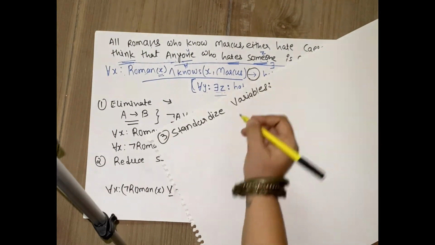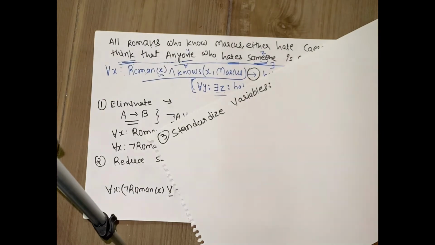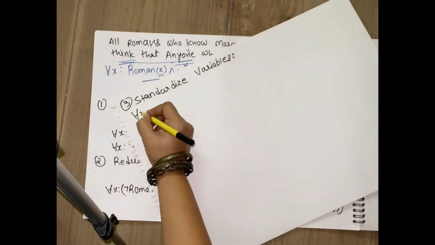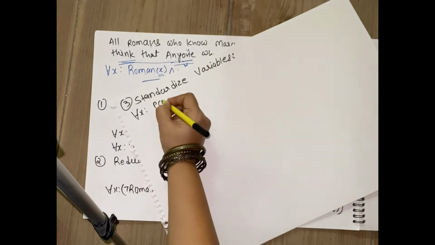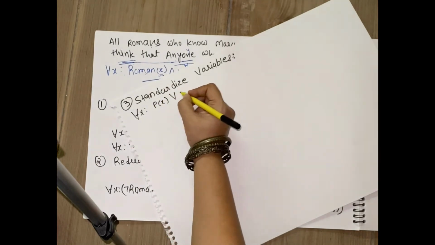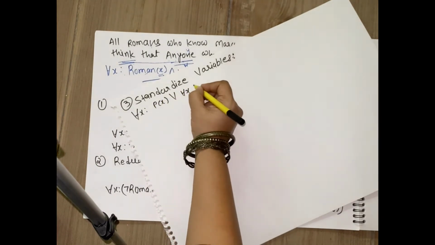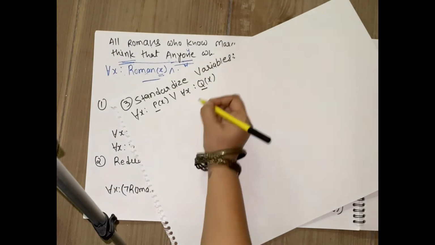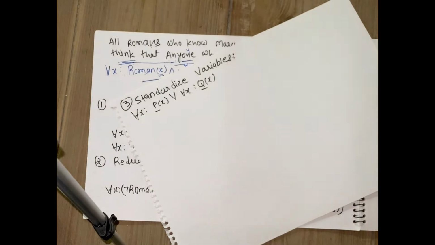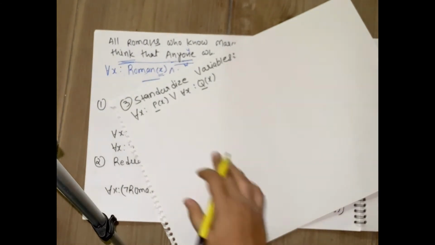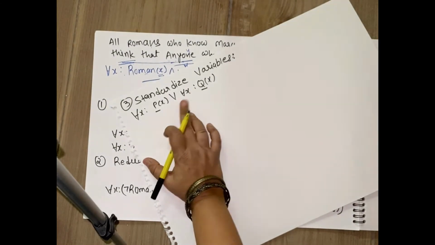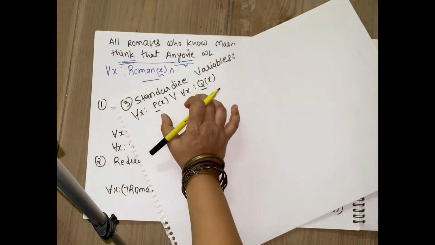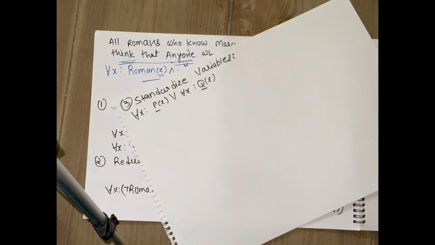Standardize the variables. What is the meaning of standardize the variables? Suppose you have something like this: for all x, P(x), or for all x, Q(x). There are two different predicates which give different meaning, and you are using an OR operation between them, but you are using the same variable.